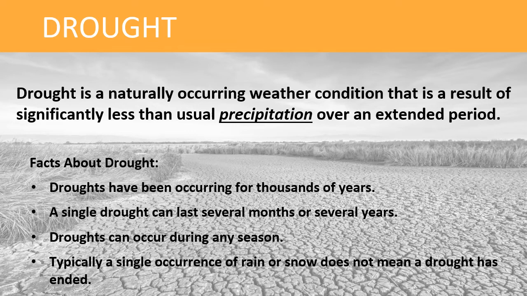But droughts have occurred for thousands of years. A single drought can last several months or several years. Droughts can occur during any season, and typically a single occurrence of rain or snow does not mean a drought has ended unless you get a ton of rain or snow to be able to build back up those aquifers we've talked about before.